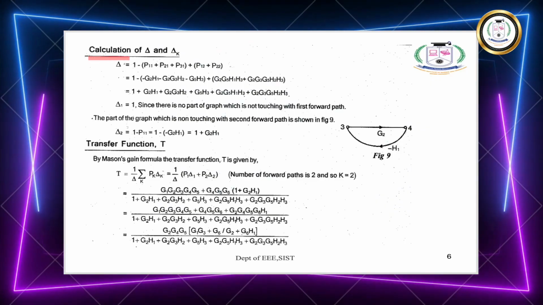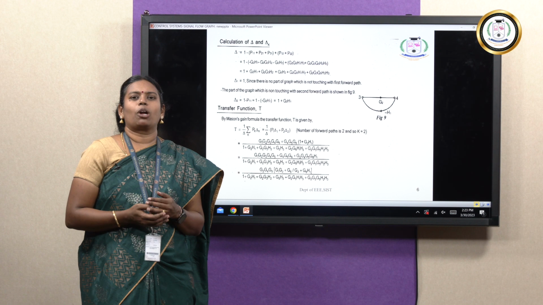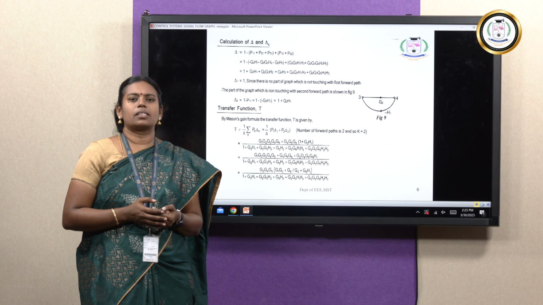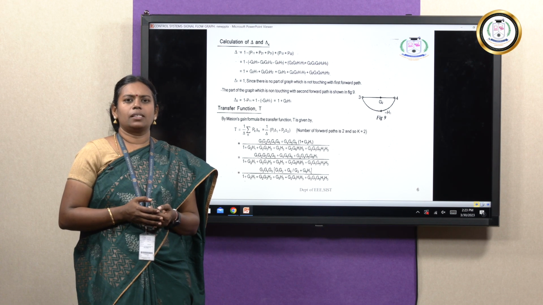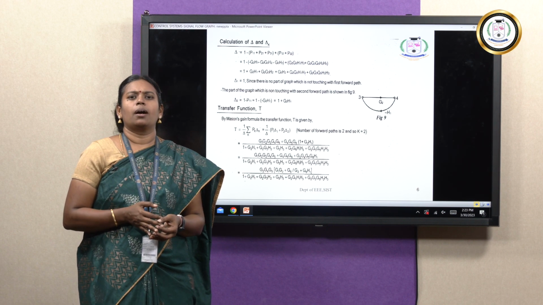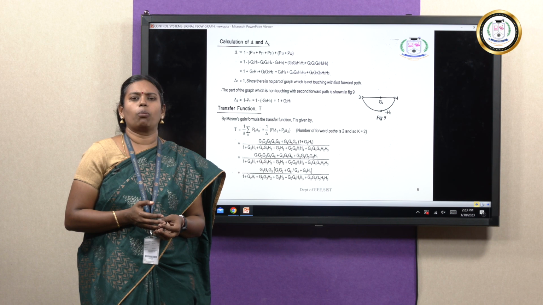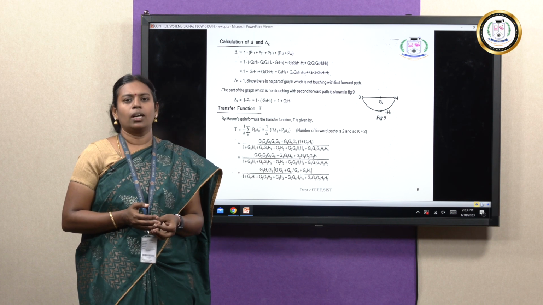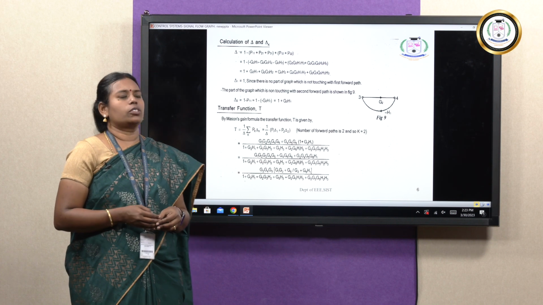Next, we are going to calculate del and del k. The formula for del is 1 minus sum of individual loop gains plus sum of gain product of all possible combinations of two non-touching loops minus sum of gain product of all possible combinations of three non-touching loops. Based on the formula, we are going to substitute.